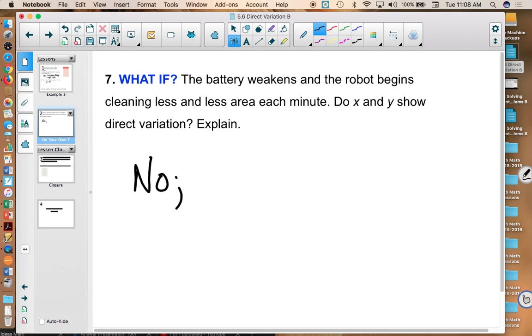Nope. Tanner? Slope would change. The slope would definitely change. Okay. But the fact that it's not going to have a direct variation, is it going to maintain a linear graph, do you think? No, it won't. Okay. All right, let's go on.